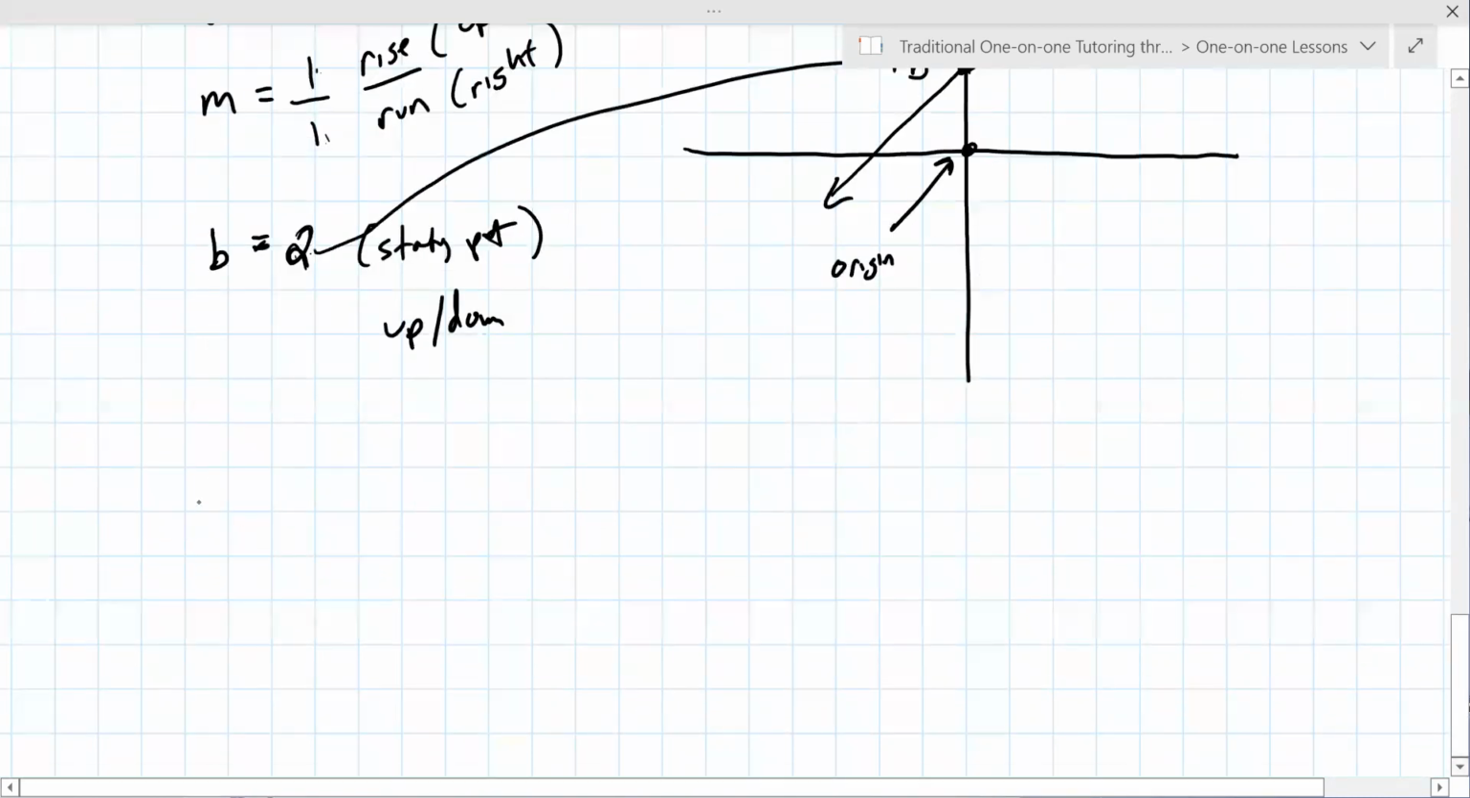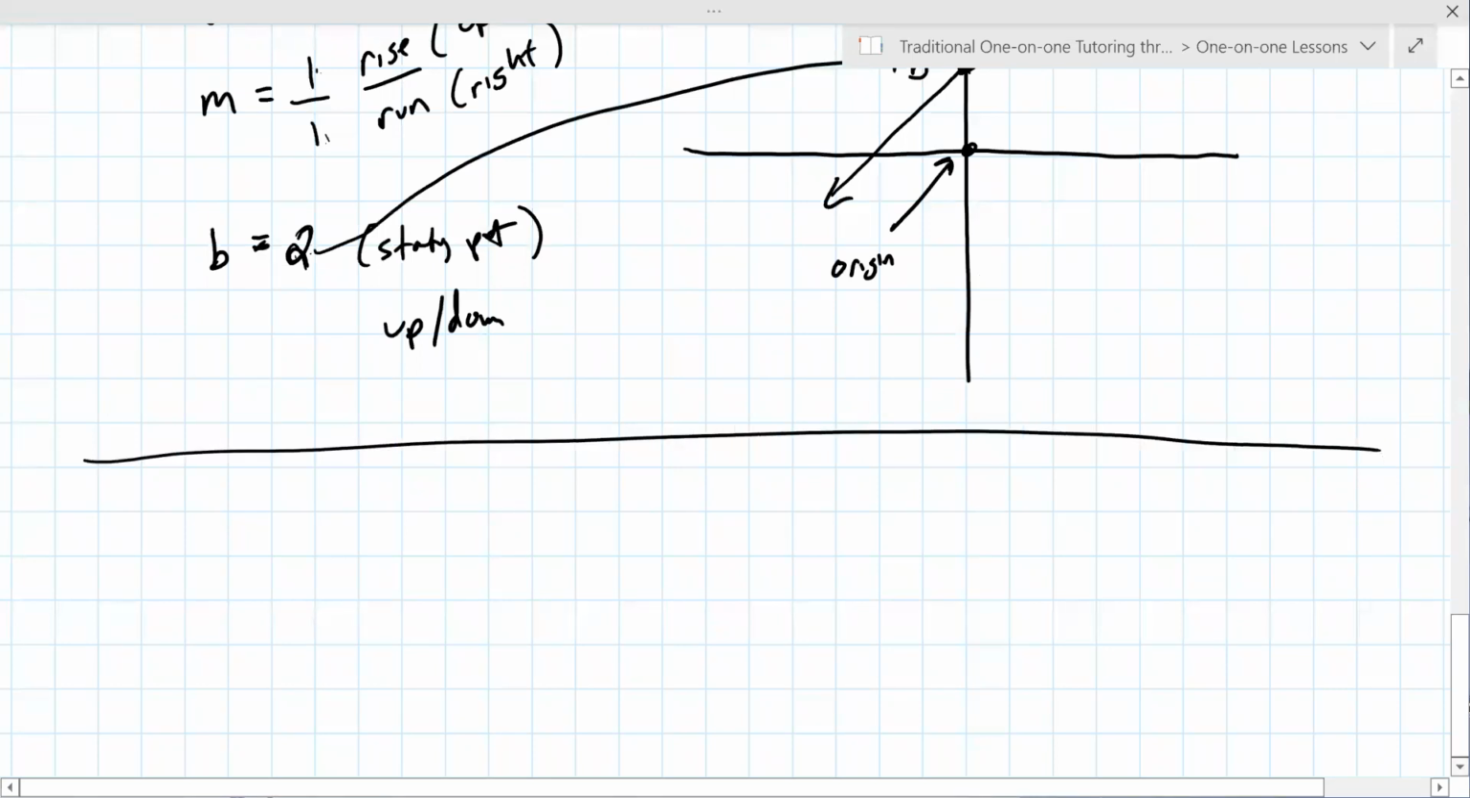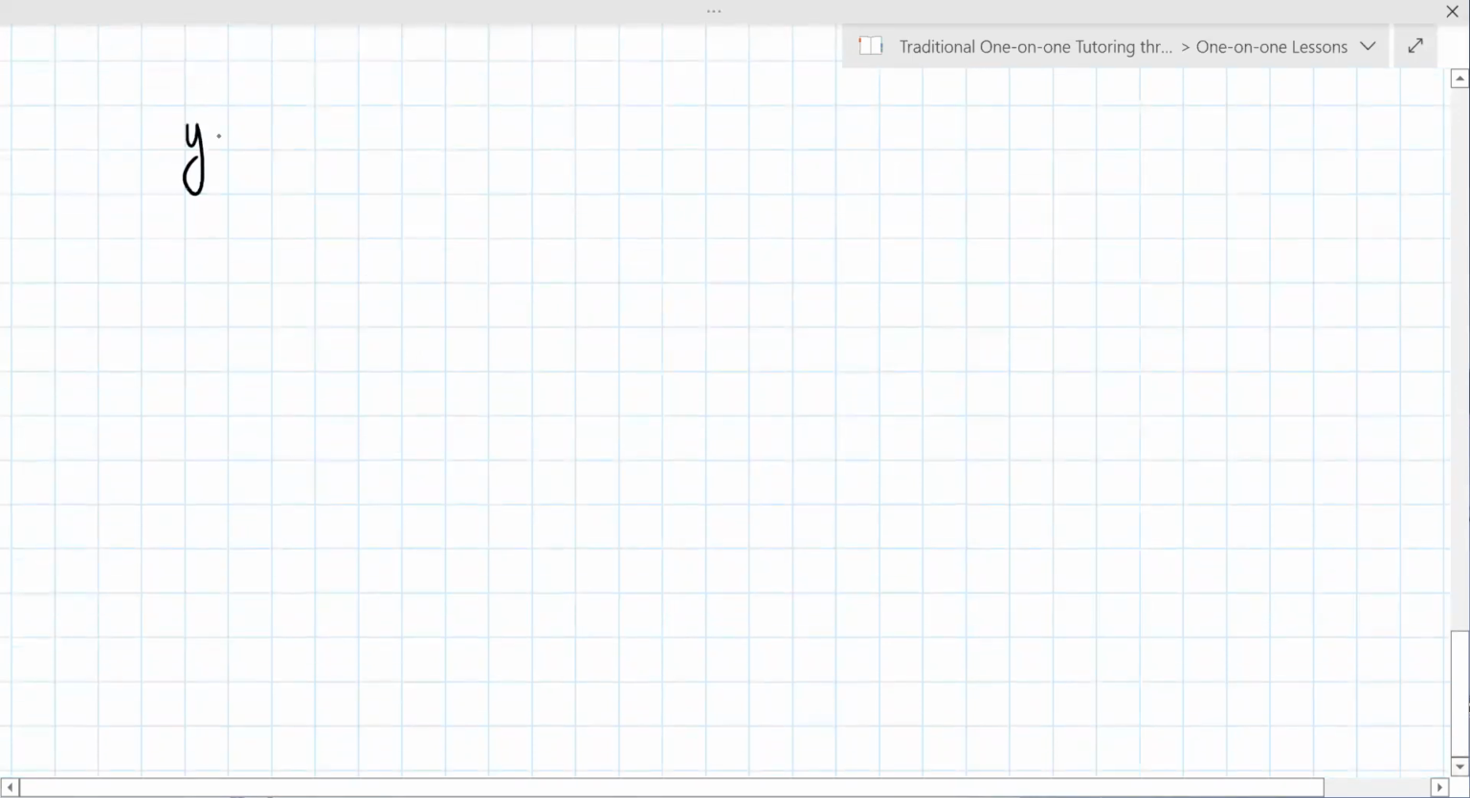We're going to do another example. I just want to see if you have any questions on that. Let's do another example here: y equals 1/2 x minus 1. What is the slope and what is the b value?